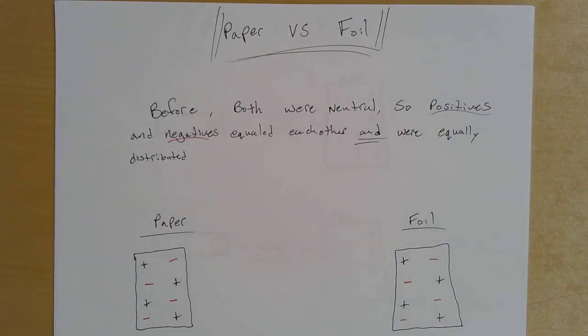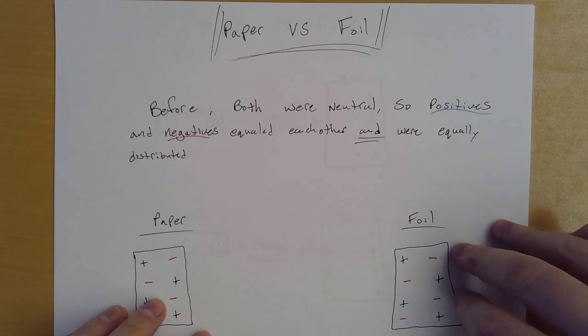Before we even moved, our paper and our foil were both neutral. We had 4 negatives and 4 positives. They looked really similar. They're equally distributed. They just look the same. They're nice and balanced. So when I moved the foil near another piece of foil, it didn't do anything. When I moved a piece of foil near the paper, it also didn't do anything because they're neutral. So they didn't have that overall effect on each other.